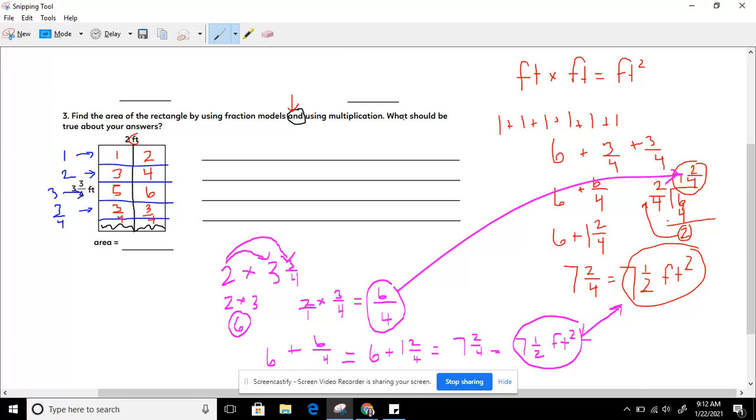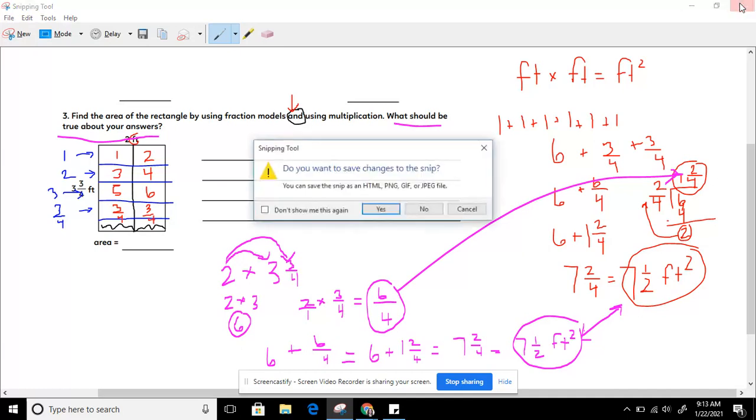They're the same. So then here's our question. What should be true about your answers? Well, when you do the fraction model and you do the multiplication out, the answer should be the same. That's what's true about them. So I even gave you the answer to that short answer. What should be true about your answers? Both answers from the fraction model and using multiplication should be the same.